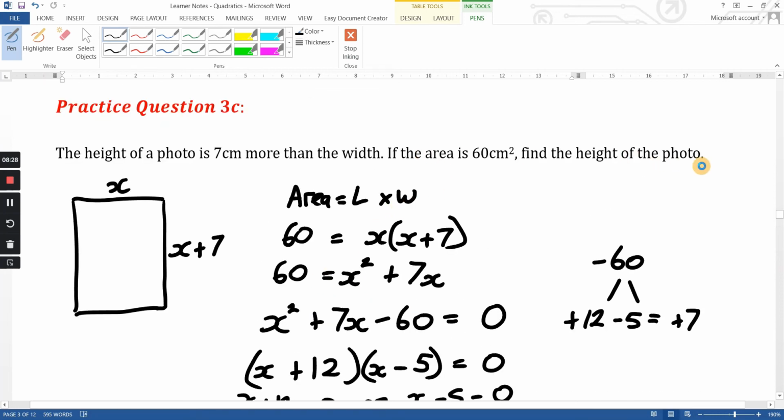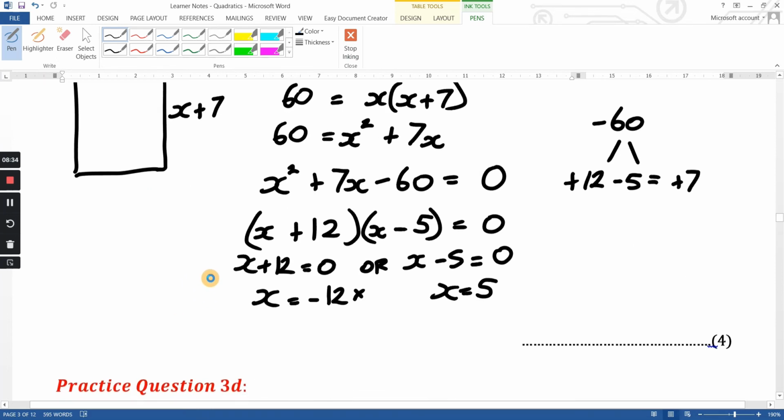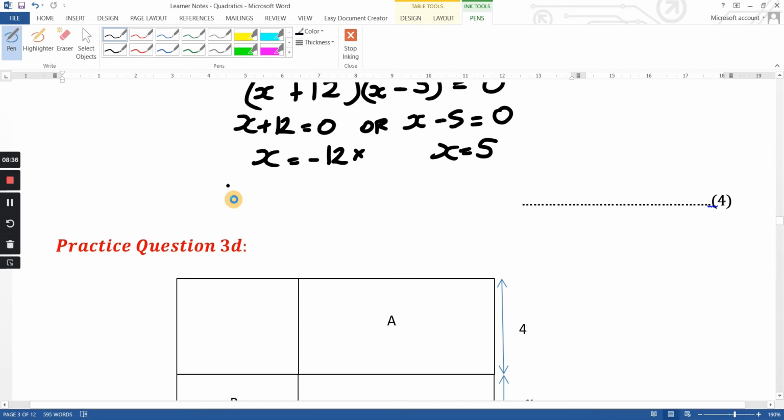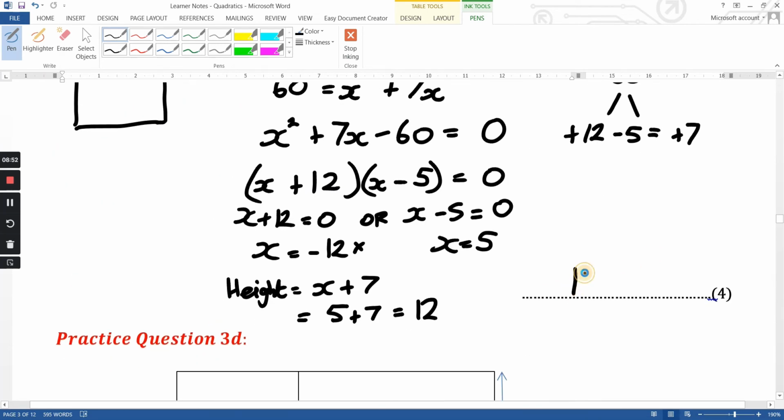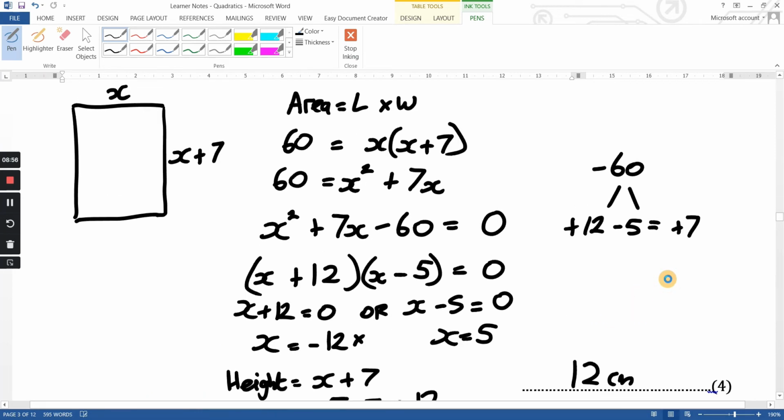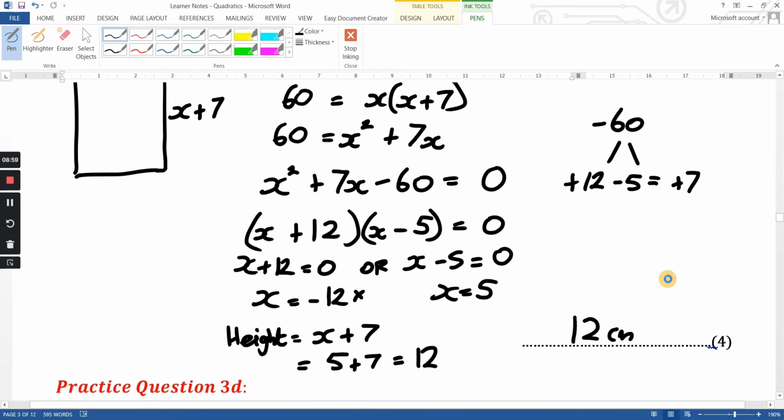What was it asking for? Well, find the height of the photo. Oh, right, so the height is not just x on its own, but it's x plus 7, which is 12. What units are they using? Centimeters. That's your answer. 4 marks for that. That was a good one.